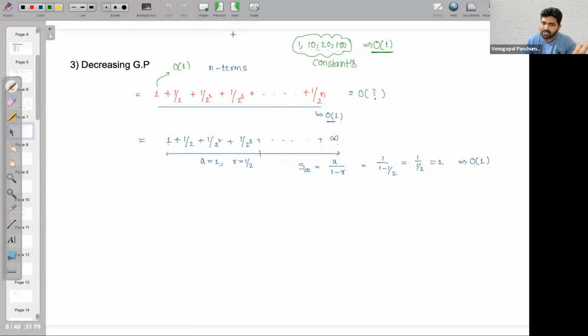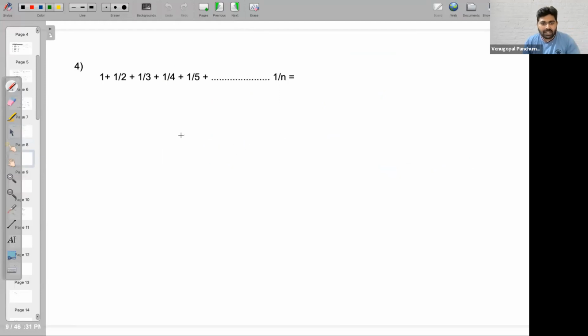Yes, if it is a constant, order of 1. True. Just one last expression, friends. Whenever you see something like 1 plus 1 by 2, 1 by 3, 1 by 4, 1 by 5, this is of what series? Can anyone remember? I think for the first time when I saw it, I also didn't know. So this is order of log n, friends. This expansion is order of log n, you can write.